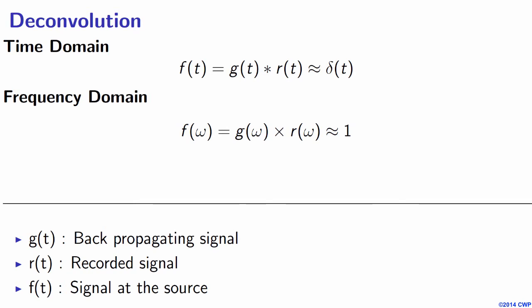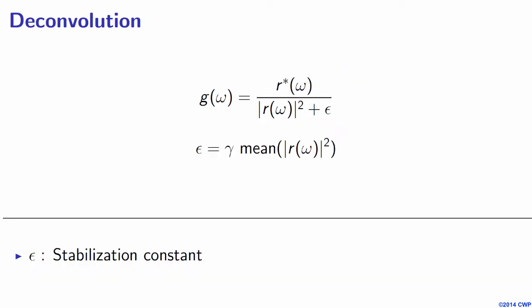And what deconvolution says in the time domain is that we have a recorded signal R of t convolved with our back-propagating signal G of t, and we said that this is approximately equal to a direct delta function. Now when we bring this into the frequency domain, our convolution just becomes a multiplication, and our direct delta function just becomes 1. So then we go ahead and we solve for G omega, and this solution you guys have all probably seen before, where we have the complex conjugate of R of omega in the numerator, and we have a stabilization term epsilon in the denominator that we've added such that for the cases where R of omega might equal 0, when there's noise present.